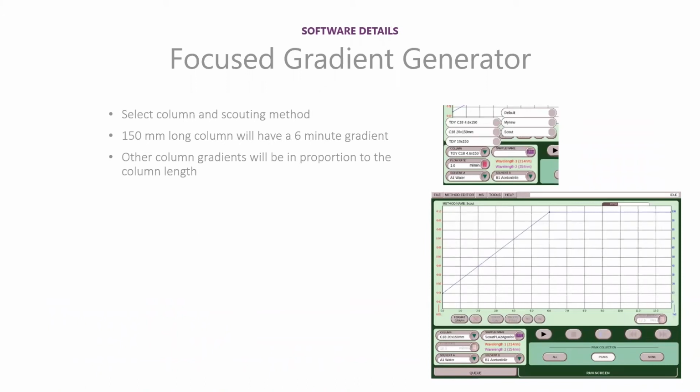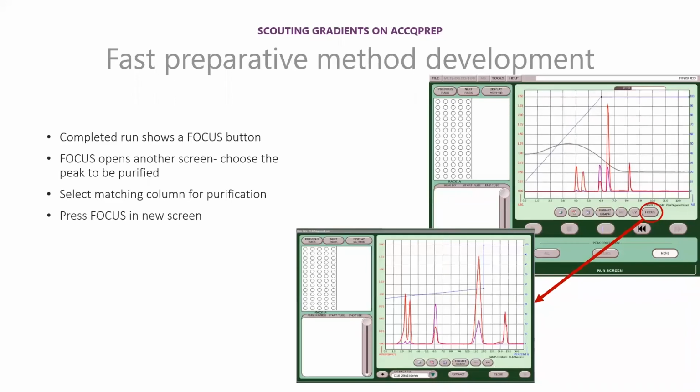To use a column on the ACCQPrep, select Column and Scouting method. A 150 millimeter long column will have a 6-minute gradient. Other column gradients will be in proportion to the column length. The focus gradient generator is very easy. Do a scouting run, select the peak you want to purify, and then purify the desired compound.